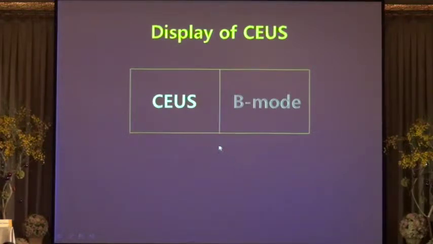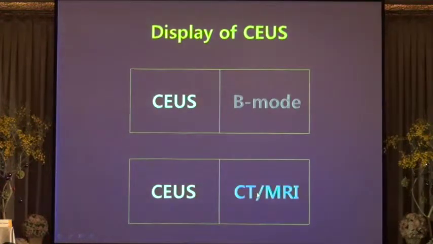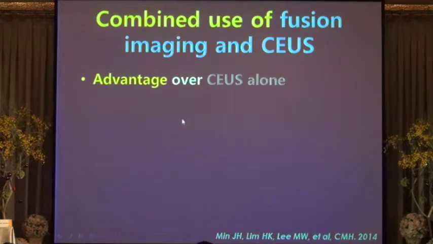Traditionally, contrast-enhanced ultrasound has been performed on its own, but when fusion imaging is available, it can be combined with cross-sectional imaging such as CT or MRI. Combined use of fusion imaging and contrast-enhanced ultrasound has advantages over contrast-enhanced ultrasound alone.